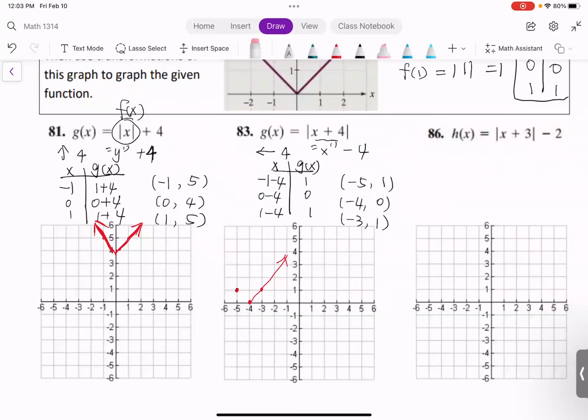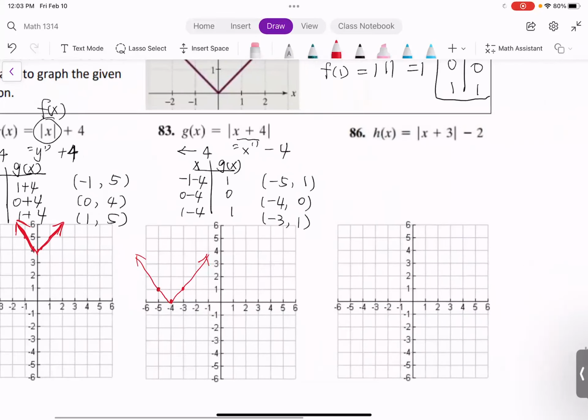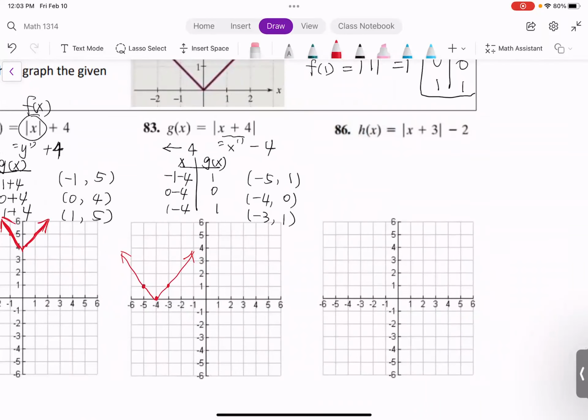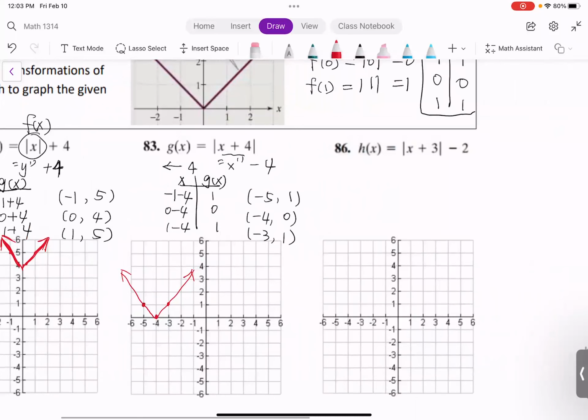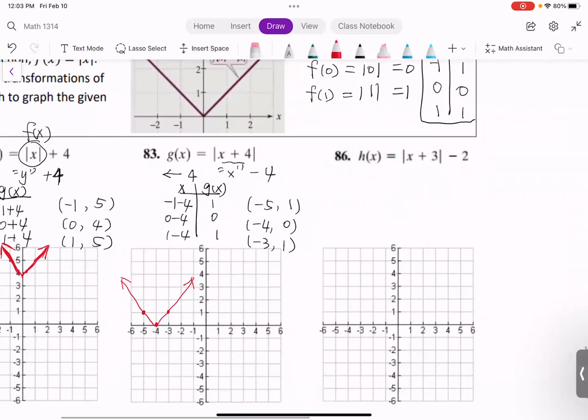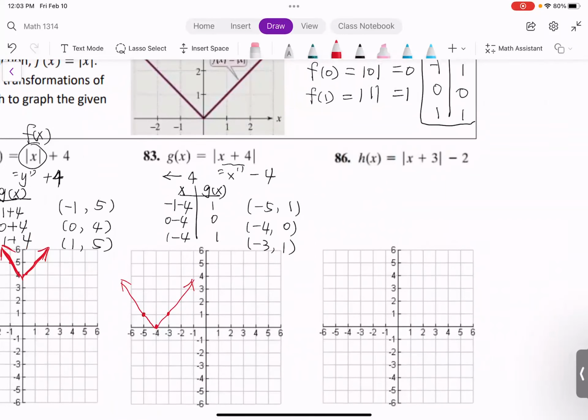Imagine the points are on the graph. Okay, this time works. Okay, let's see the next example. H of x equals absolute value of x plus 3, minus 2. So we have two transformations. The first one, inside the absolute value, we have x plus 3. That means we are moving to the left 3 units.